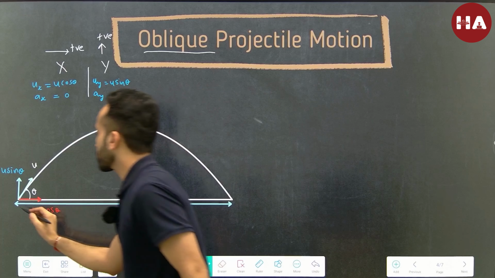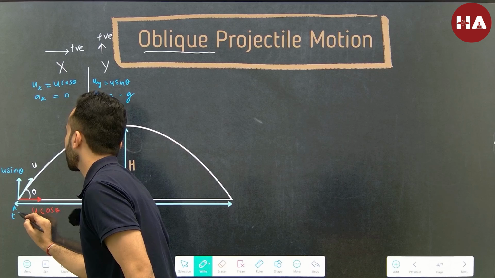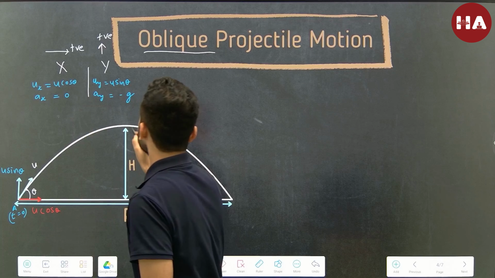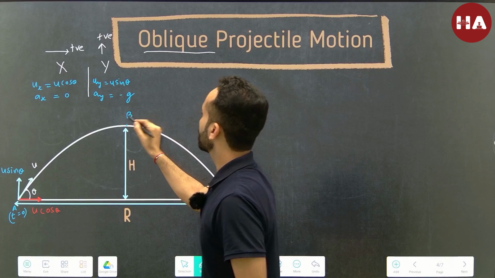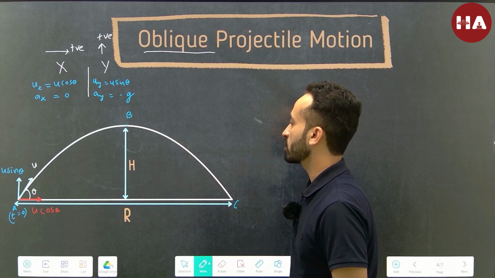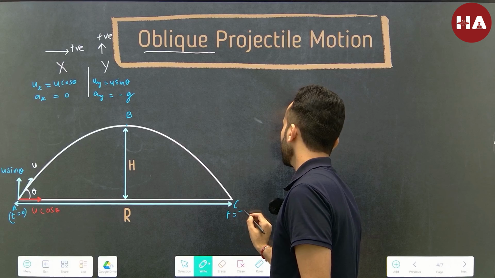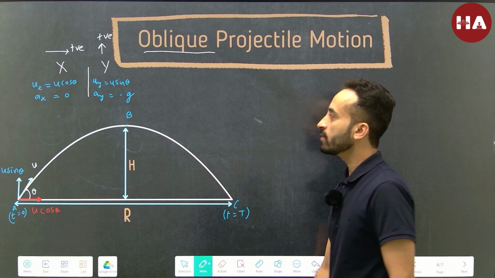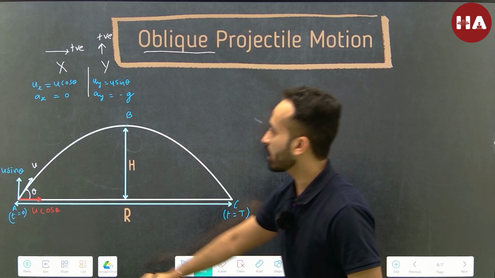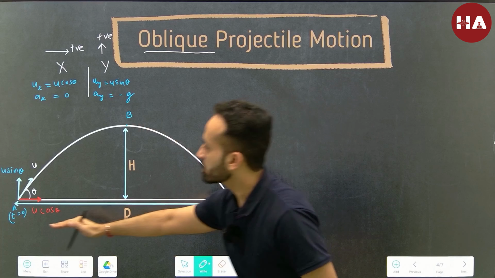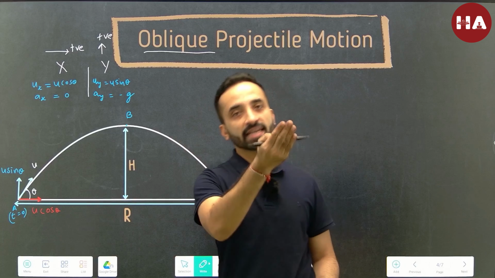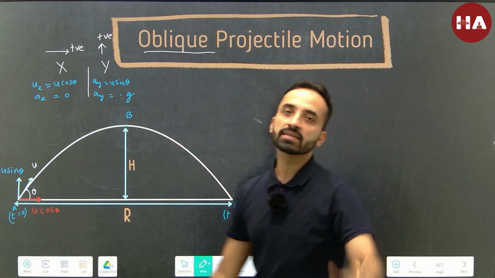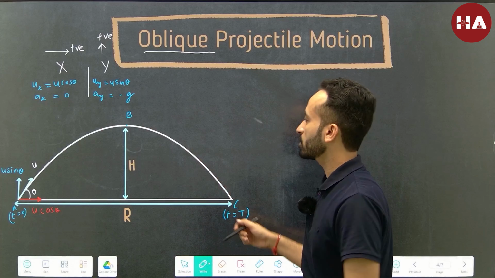Let's call this point A. Let's call this time t equals 0. Then this is the highest point. Let's call this B. And this is the final point. Let's call this C. Finally, the time, we call it the time of flight. Now you can visualize clearly the journey has two parts. From A to B, the projectile is ascending, and B to C, it is descending. Ultimately, it lands back on the ground.